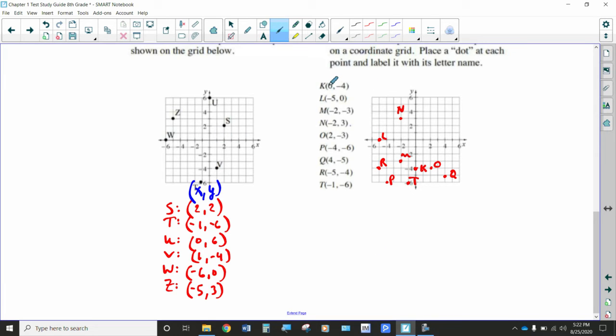So here, you're doing it in reverse. For k, you're going to go to 0 on the x line, and then -4 on the y line, and plot that point. Okay. So pause if you need to make sure you got those in the right spots. I'm moving on.